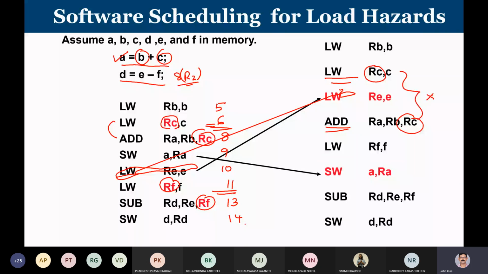Similarly, I am going to put up the same scenario here, because there is a load word here, RF, and there is another RF. They have to be separated. So even if I get the result of RA, I can delay storing slightly. So I perform a slight reorganization such that the dependent instructions are separated. This is known as software scheduling.